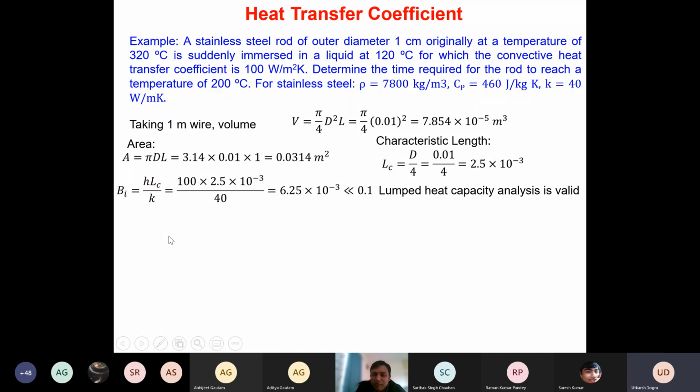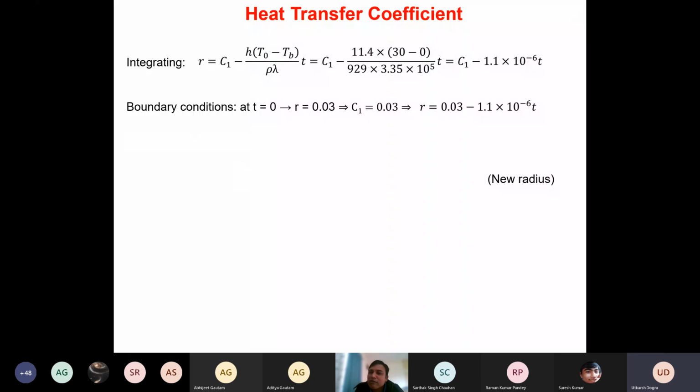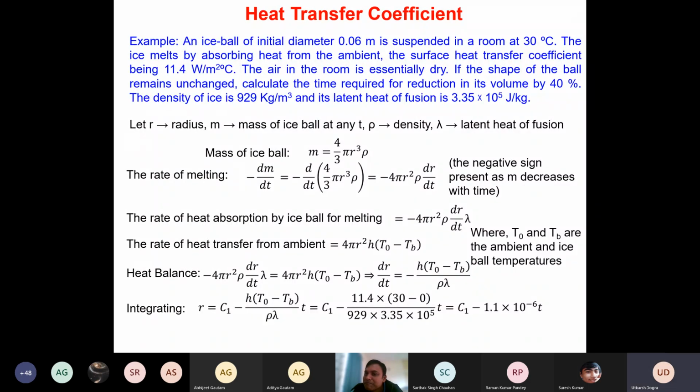Remember, in the previous problem which we solved, why did we not calculate the Biot number? If I ask this question, why are we not calculating the Biot number? Because there we are not looking at the conduction inside. The temperature of the ice ball was anyway remaining at a constant value because of phase change. Correct? That's why we have not obtained the Biot number there. It is not required at all.